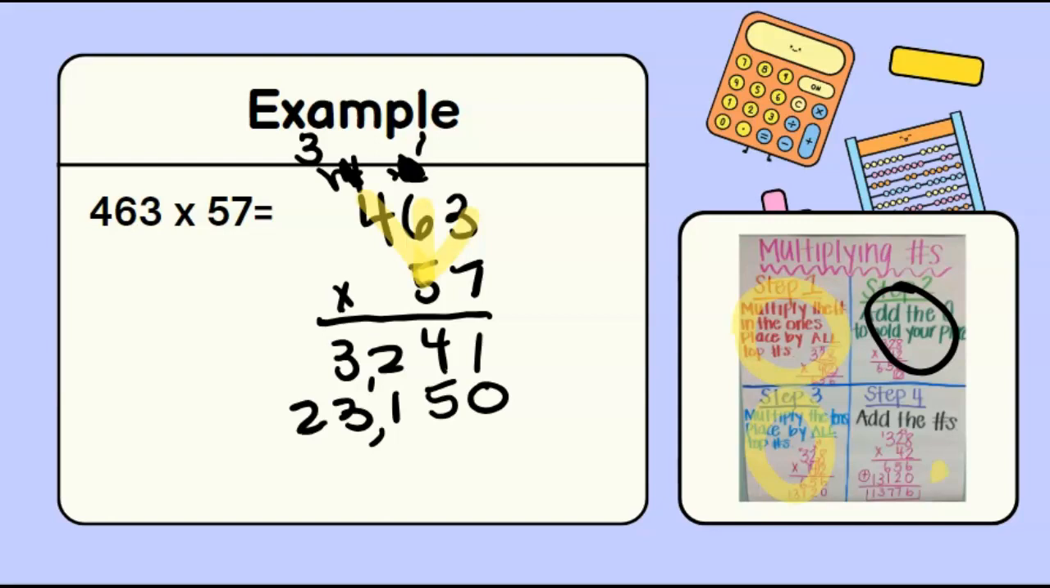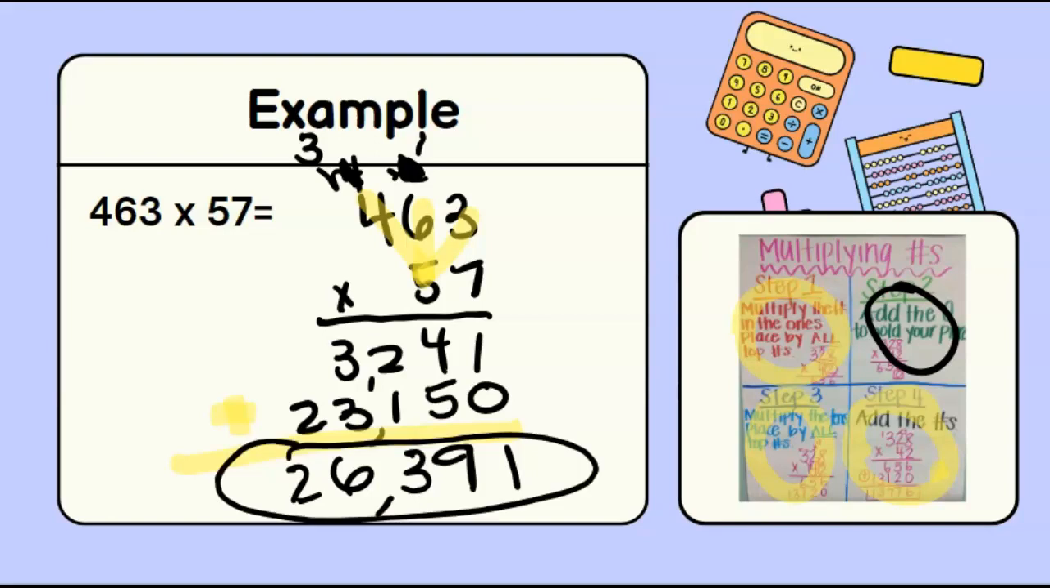My final step is to add all of those numbers together. So I will start in my ones just like any addition problem. Add my ones place, add my tens, add my hundreds, my thousands, then bring down whatever's left over. So the product of 463 times 57 is 26,391.